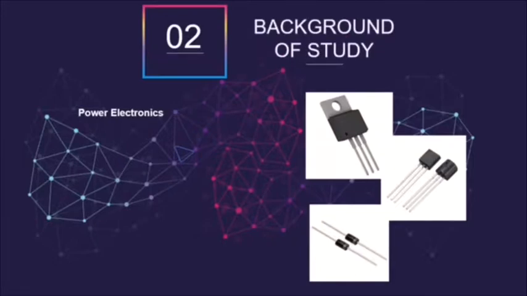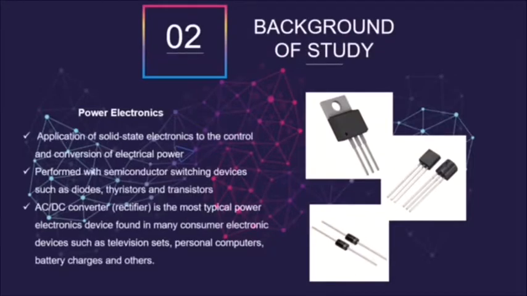So let's move on to our background study. Power electronics is an application of solid-state electronics to control and convert electrical power. It is performed with the help of semiconductor switching devices such as diodes, thyristors, and transistors. An AC-DC converter, also known as a rectifier, is the most typical power electronic device found in any consumer electronics device such as television sets, personal computers, battery chargers, and others.